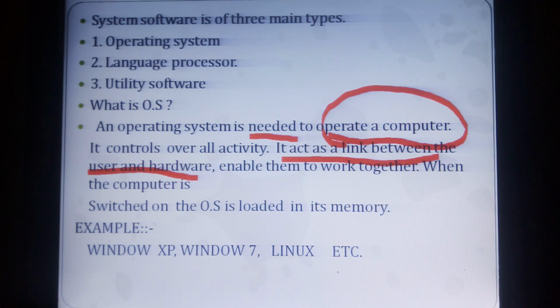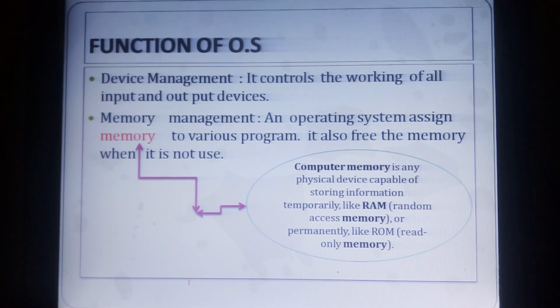When the computer is switched on, the OS is loaded in its memory. Now take the examples. What are the examples of OS? Different kinds of OS are available in the market. I don't know if you have seen them or not, but Windows XP is there. The latest is Windows 7. In our school lab system, Windows 10 is available. Linux etc. are also available, the most popular and familiar operating systems in the market. Now coming to the next point.